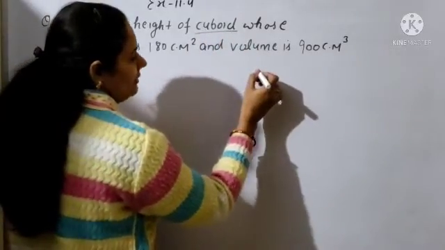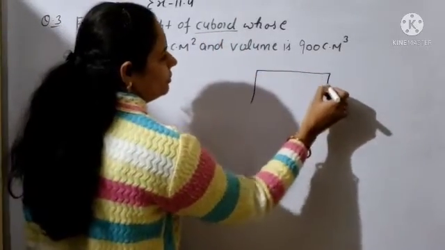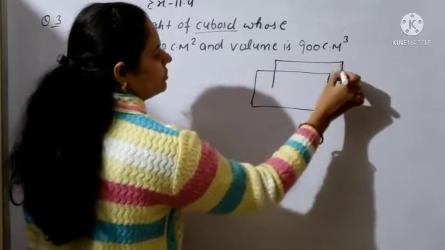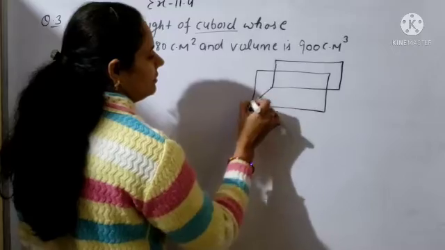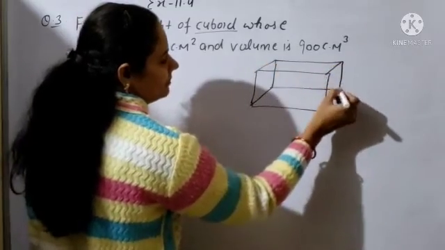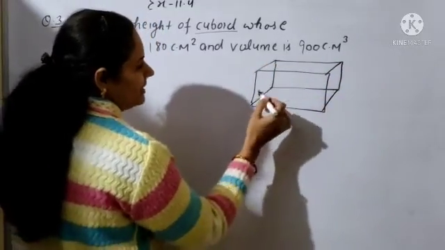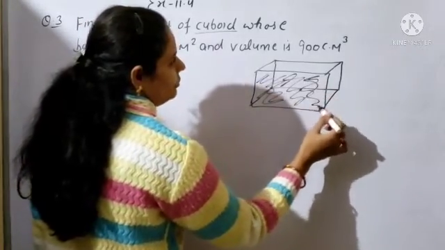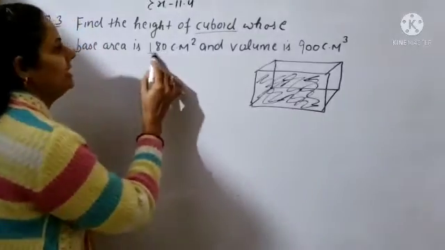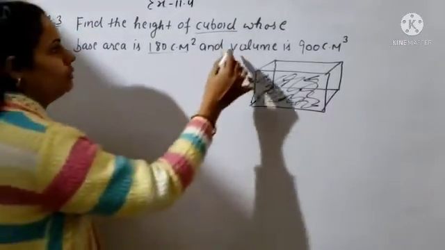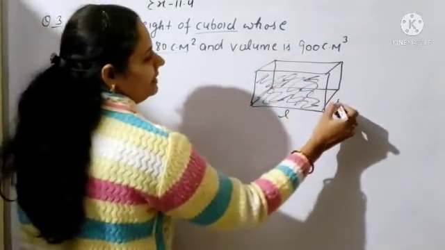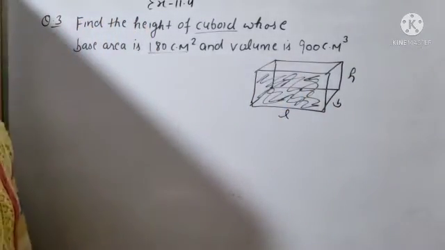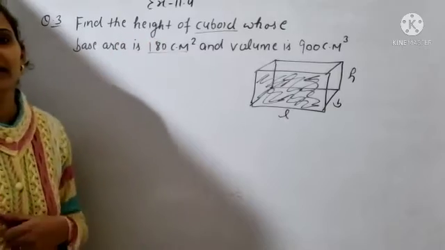So first of all, you can see what will be the cuboid. A cuboid whose base is like a rectangle. So it will be the base shape of a cuboid. The base area means this one part. This one is the base, rectangular base, whose rectangular base area is 180 centimeters square, and whose volume is length, breadth and height, and the volume is already given. This is 900 centimeters cube. So what will you find out? You will find out the height.